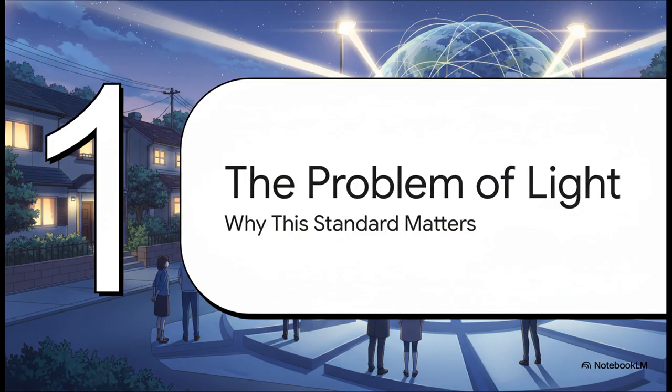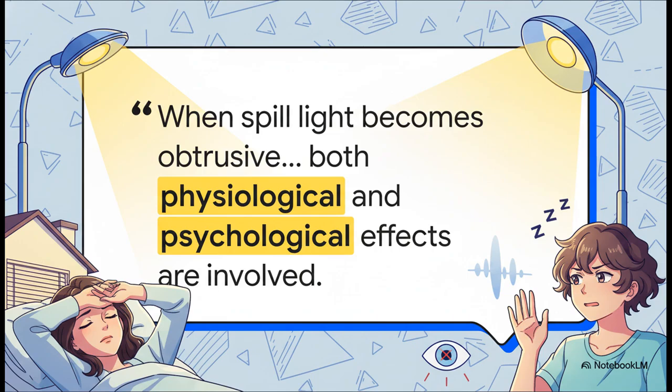And look, it's about so much more than just keeping the neighbors happy. It's really about responsible design in our shared environment. What's really interesting is that the standard flat out acknowledges that obtrusive light can be pretty subjective. It's not just a number you can read off a light meter. It's about the real-world effects on people, both physiological and psychological. We're talking about everything from glare that messes with your sleep to just the simple annoyance of having light trespass where it's not wanted or needed.